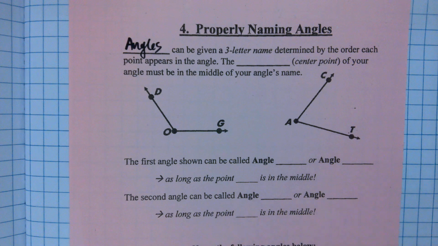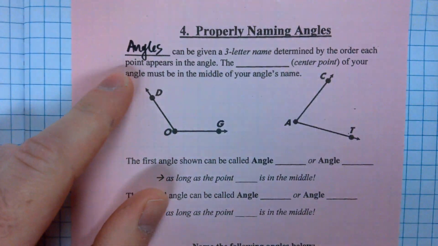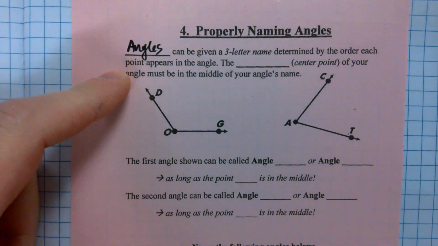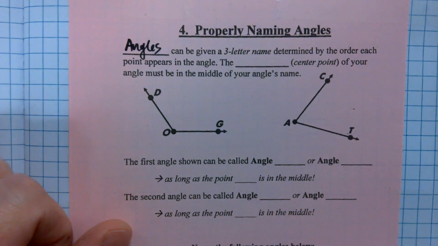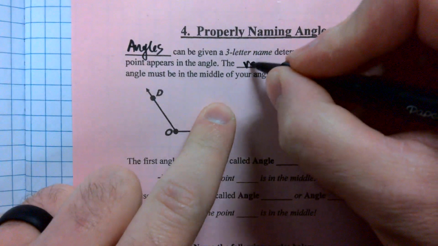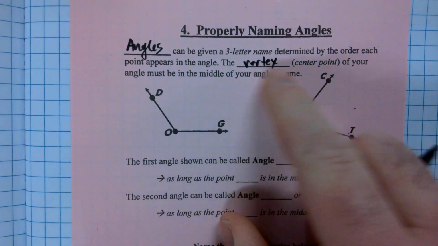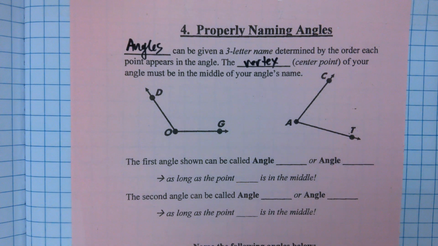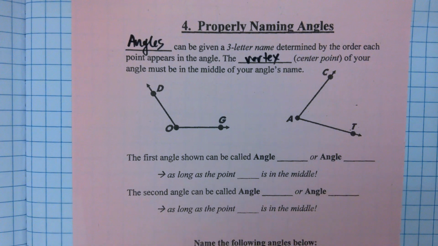determined by the order each point appears in the angle, right? C is the last letter of my initial because my last name starts with a C, right? My initials wouldn't be CRT if my last name starts with a C, right? So the vertex, what's really important here, what matters the most, is that our vertex, or the center point of our angle, must be in the middle of your angle's name.